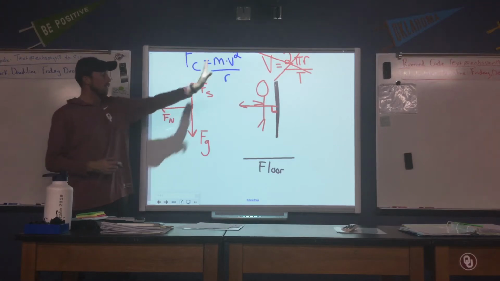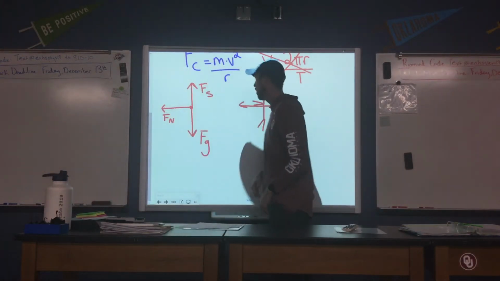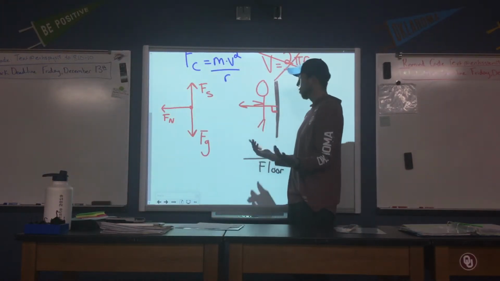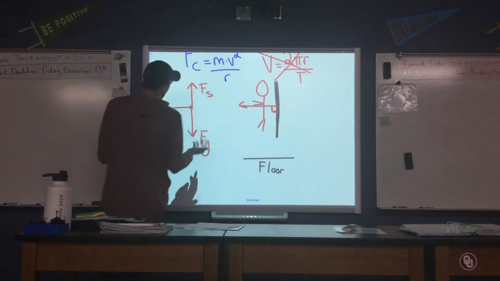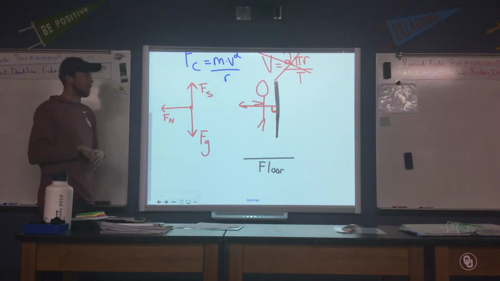You can also imagine if the wall was not here and the ride began to spin, well, your body's going to resist that. There's no wall to stop you. You're going to fall back. Okay? So now we have our forces laid out on our free body diagram.